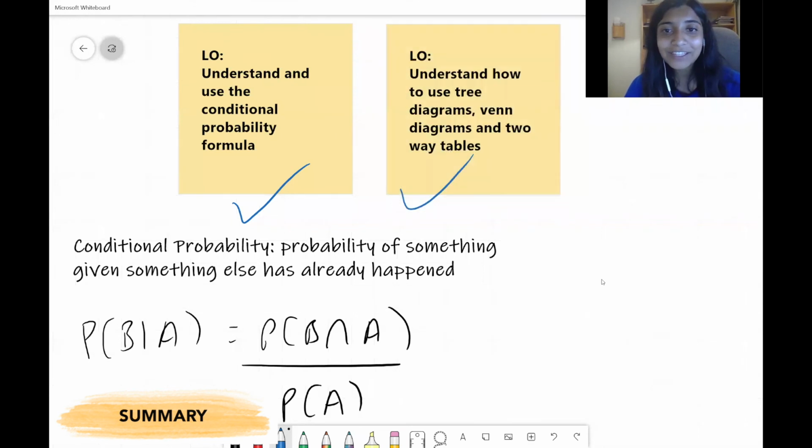That's everything. Thank you so much, everyone. Hopefully you now understand and can use the conditional probability formula, and you can apply that to tree diagrams, Venn diagrams, and two-way tables. So make sure you do some practice questions just to make sure you fully understand how to do everything that we covered.